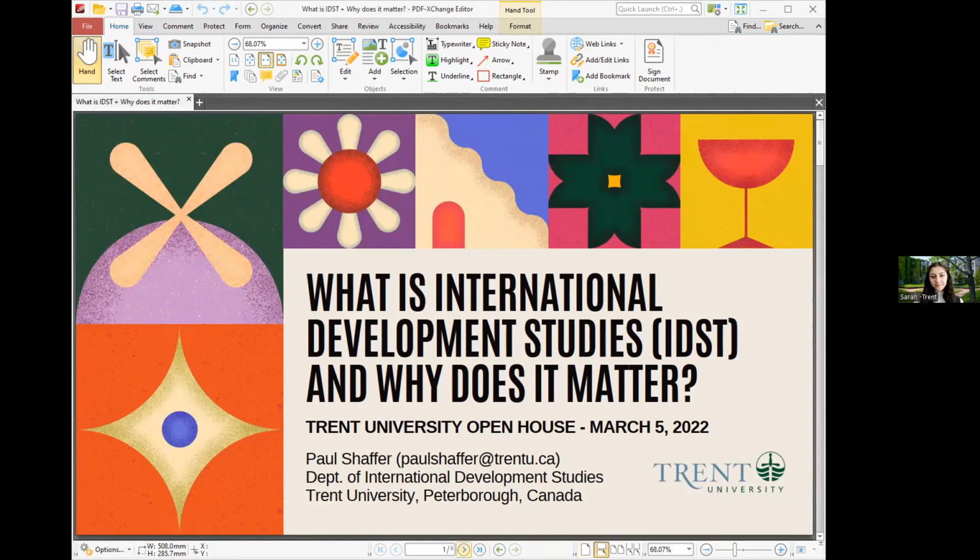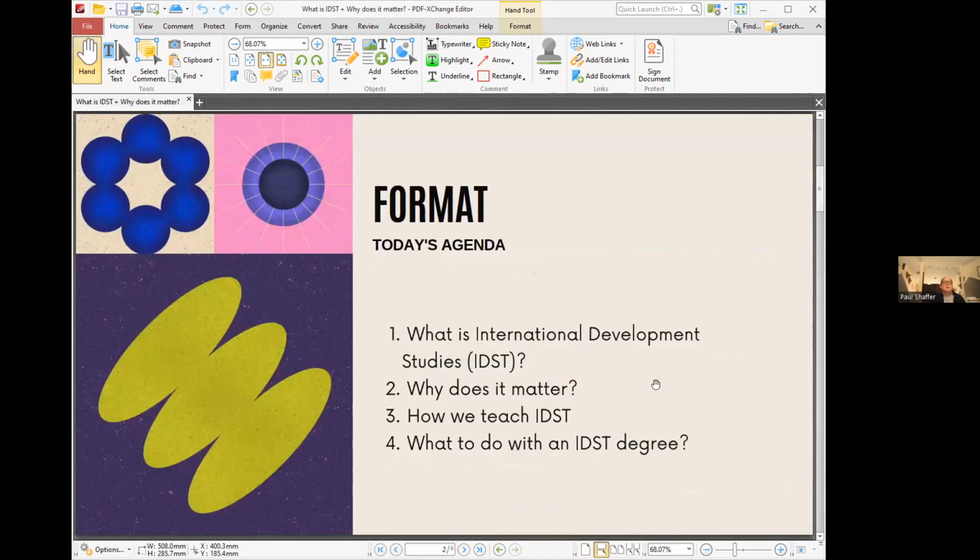Good. Okay, so here is the core presentation. What's IDS and why does it matter? Really I want to talk about 4 things. What are we talking about? Sometimes the phrase international development studies is not quite clear in what we have in mind. Why does it matter in our world today? How we teach it here at IDS, and then ultimately what you can do with this degree.